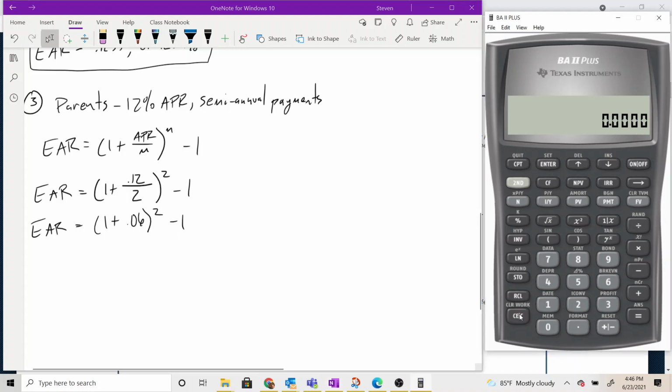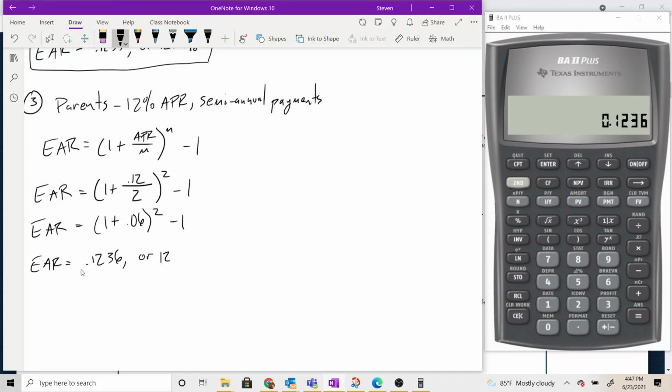Okay, so let's plug that in and see what our effective annual rate is. 1 plus 0.06 is 1.06. We need to raise that to the 2. So I'll press y to the x, 2, and then subtract 1, so minus 1. As a decimal, the EAR is 0.1236, or 12.36%.